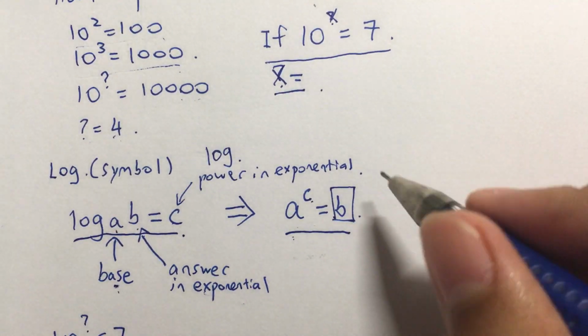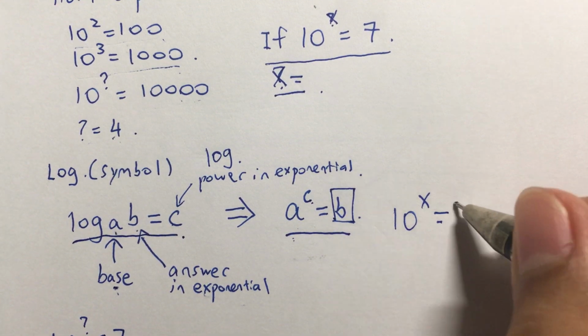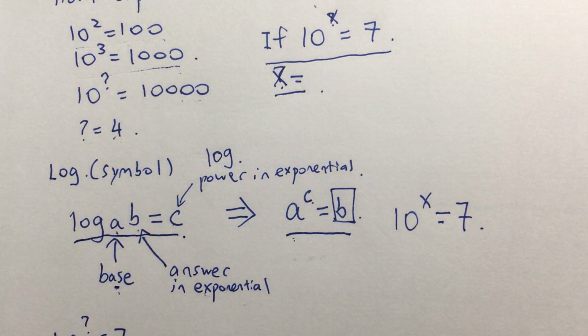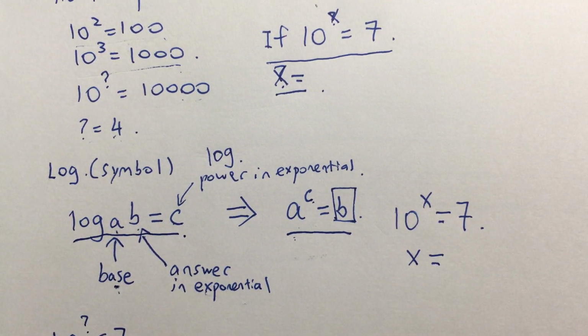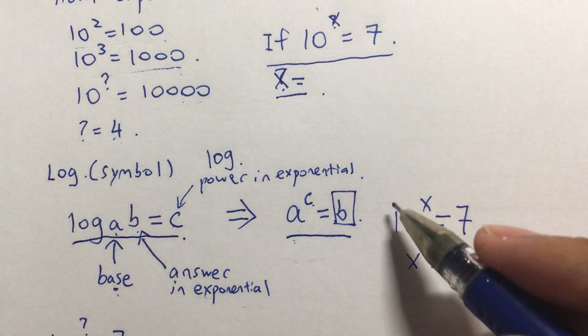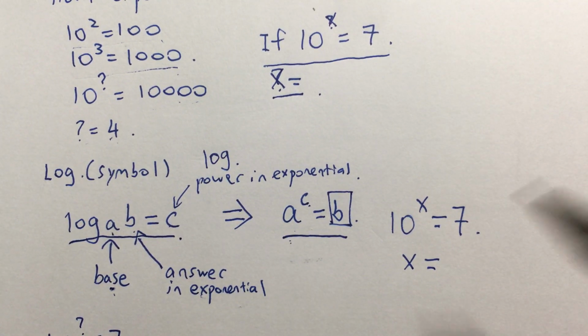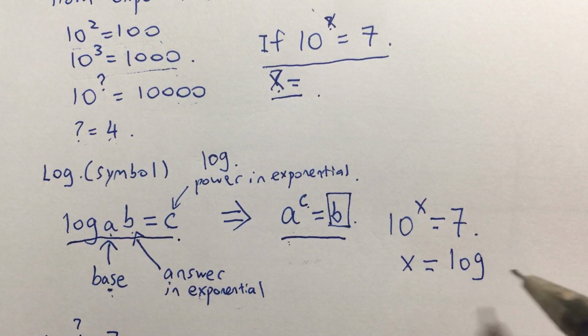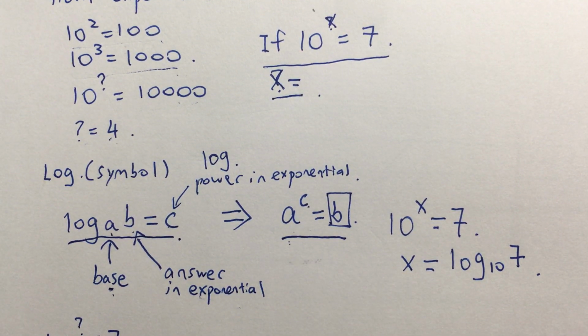For example, if we have something like 10 to the power of x equals 7, and we want to know what x is equal to, and if we don't have log, then we can't express that. But if we have log, we can simply write this as log base 10 of 7, which is quite useful when doing questions.